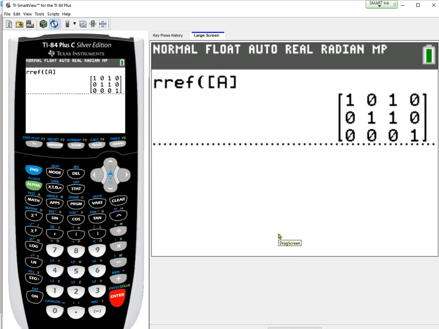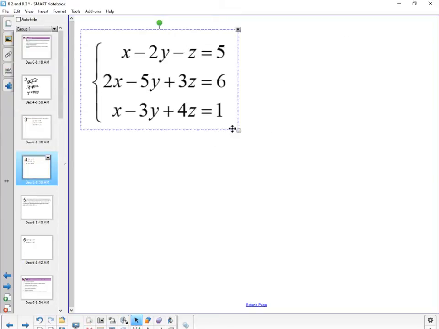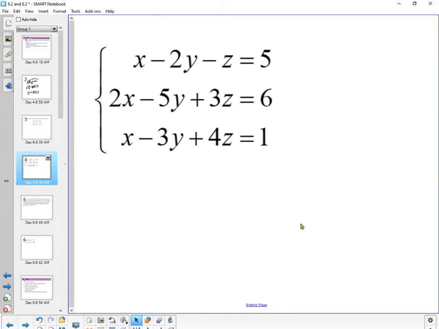Questions on how to identify an inconsistent system? No. We're good? Alright, cool. Let's move on to this next example. Go ahead and throw this into your matrix. Go ahead and run RREF if you want.